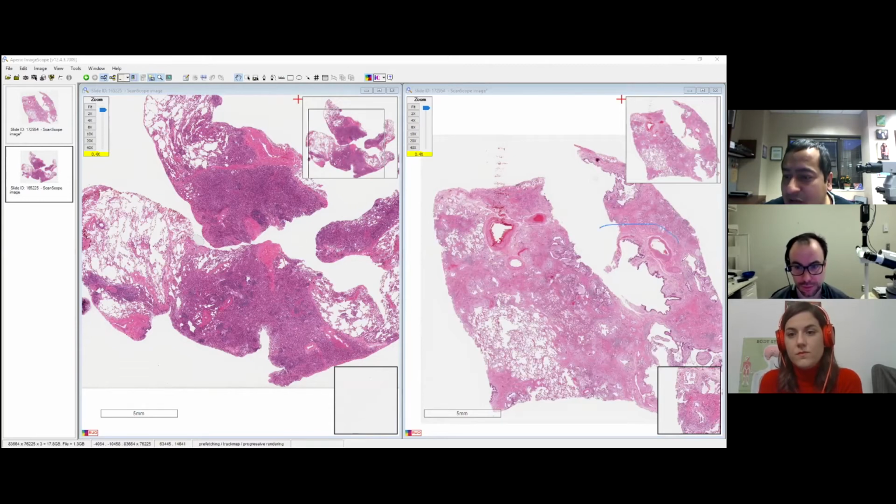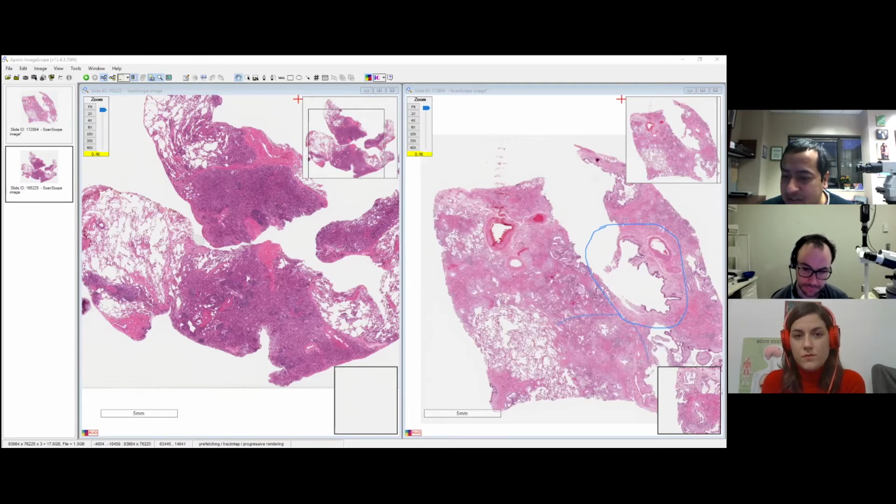But low mag, okay, you see it, right? The thing I'm circling. So you already can see many features in this UIP case. What I'm circling here is a traction bronchiectasis. So a bronchus that's pulled apart, just a normal bronchus with a partner artery, which is pulled apart by fibrosis in this case.